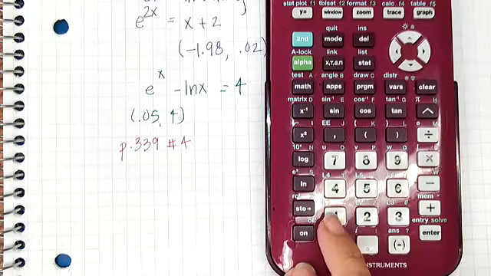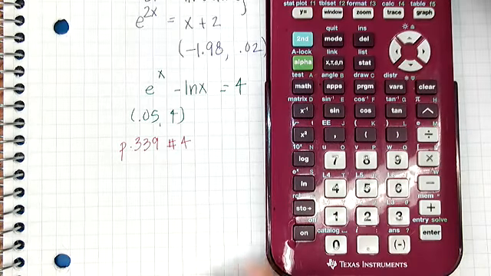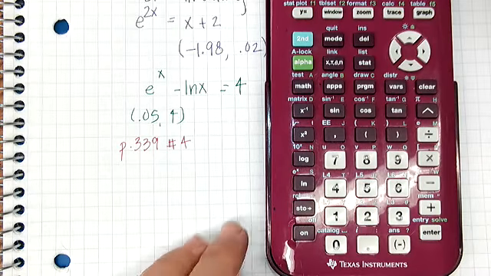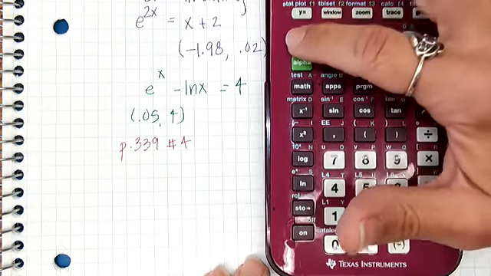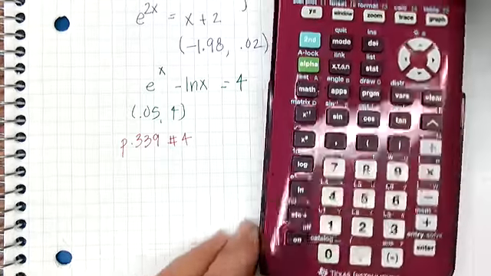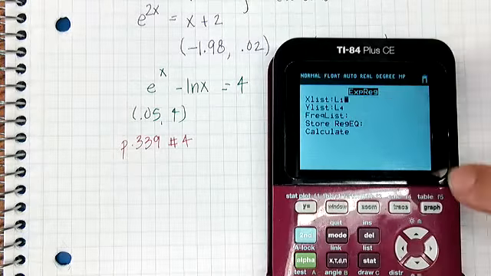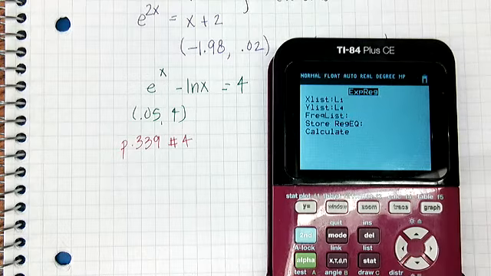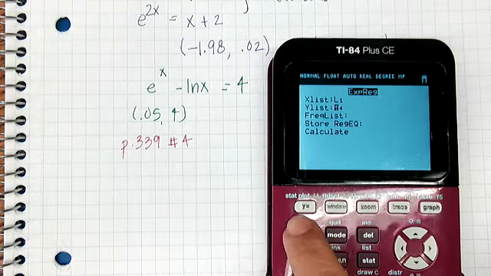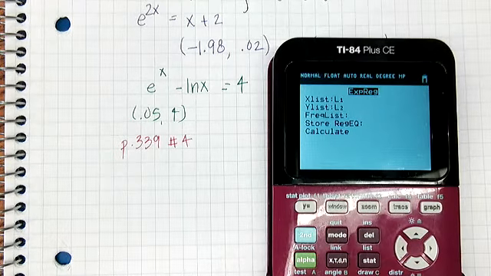Above the number 1, oh, you can't see it because of the glare, but if you look on your calculator, above number 1, it says L1. Above number 2, it says L2. So I need to change this: second, number 1, and you can see that now my list says list 1. I want my Y to be not list 4, but list 2. So I'm going to do second, 2, and now I have list 2.